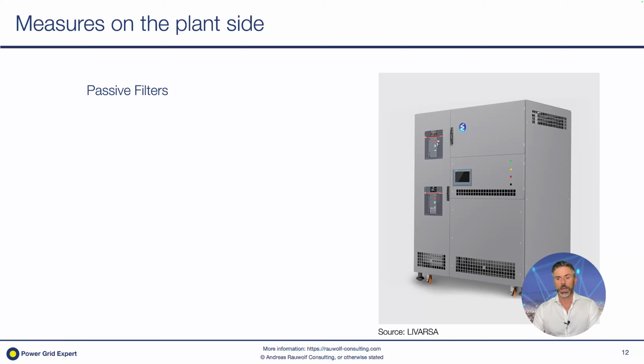Passive filters, as the name is already saying, are filters that have no active parts, which gives them a long lifespan. Here is an example from Levalsa efficiency filter, purely passive filter, reduces, for example, the harmonics and also saves on your energy bill. So it's quite an interesting solution in this case.